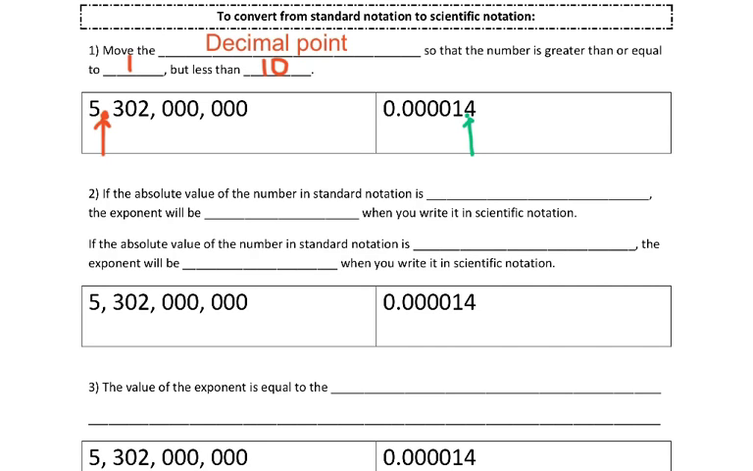Alright, the second step is if the absolute value of the number in standard notation is greater than 1, the exponent will be positive when you write it in scientific notation. So you can see that this number here is greater than 1. The original number is greater than 1. So we're going to have a positive exponent. So I'm going to write that here. Since this number is greater than 1, we know that there's going to be a positive exponent.